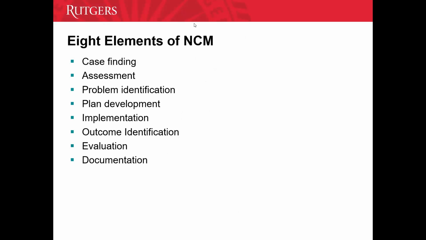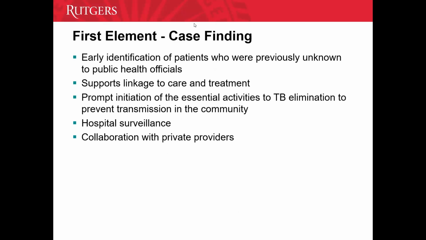So now we're going to get into our 8 elements of nurse case management. And we're going to start with our first one, which is early identification of patients who were previously unknown to public health officials. Like I said, most of the patients might come from a hospital. Occasionally, you might find them by accident. I mean, we've had patients, maybe you're doing some screening for parolees or B1s or something like that, and then it pops up to be a case. So those might not necessarily be in the hospital, but it's important to evaluate those high risks so we can find them, because when we find them, we give them linkage to care and treatment, and then we can start all those necessary steps that we just talked about to stop transmission and collaborate with any private providers.